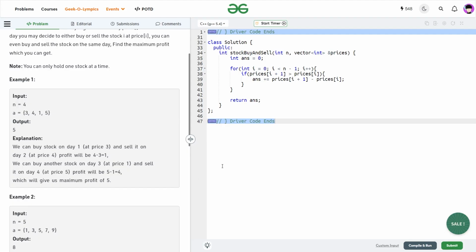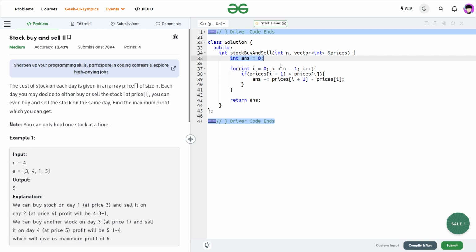So let us have a look at the code now. The code is very simple for this particular problem. I've initialized my answer with 0 and I just traverse through the whole array starting from 0 and less than n minus 1. Why n minus 1? Because I cannot sell after buying at the last price, right?